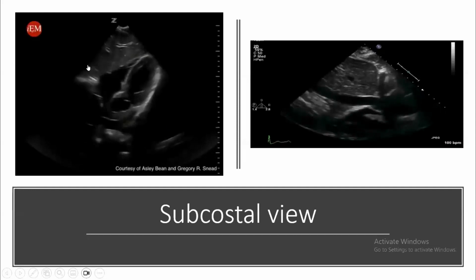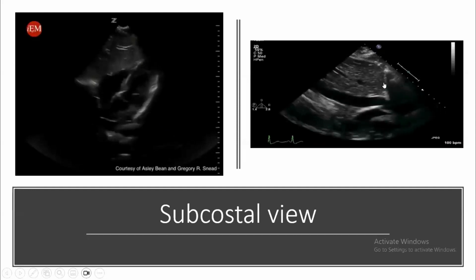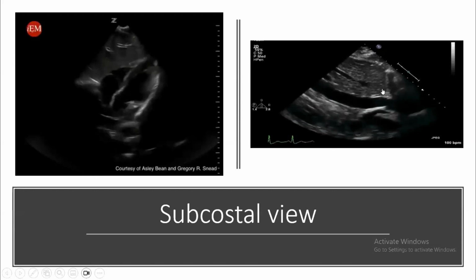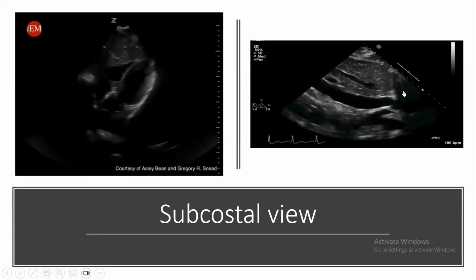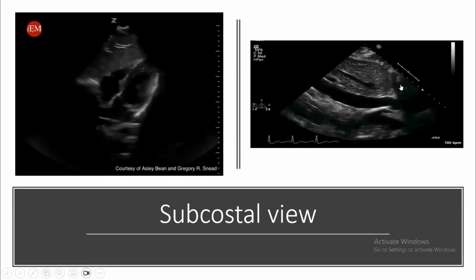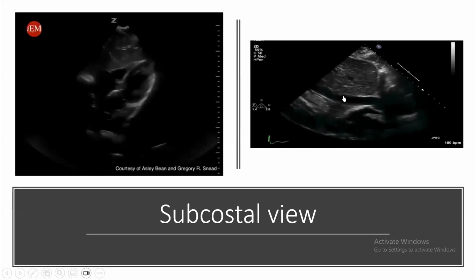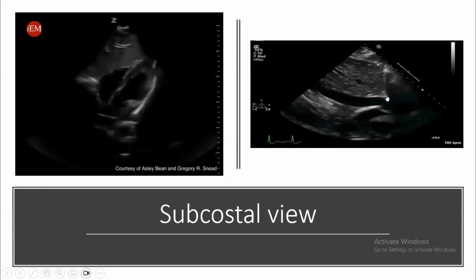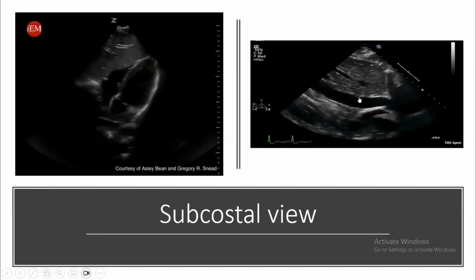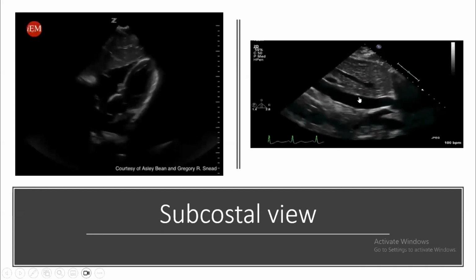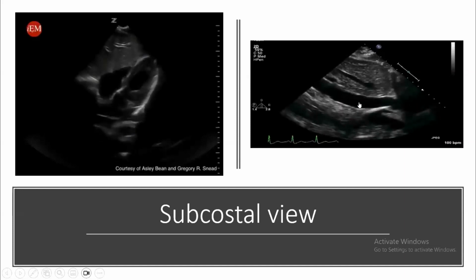And if we turn the probe, as I said, perpendicular, 90 degrees, you can see part of the right ventricle, and this is mostly the tricuspid valve. And what is this? This is the inferior vena cava. The inferior vena cava is coming from the right atrium, and you can estimate the volume. I will not talk about measurement today. I will just talk about visual estimation.